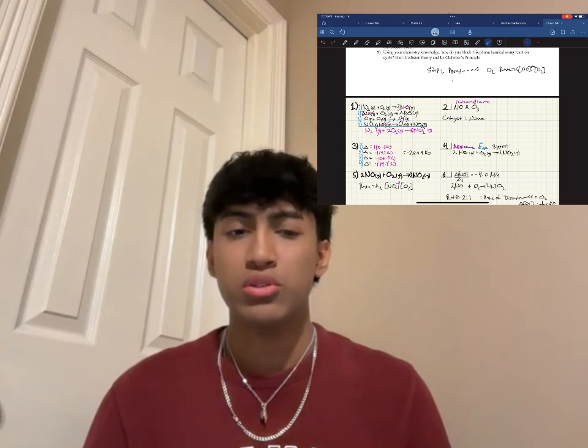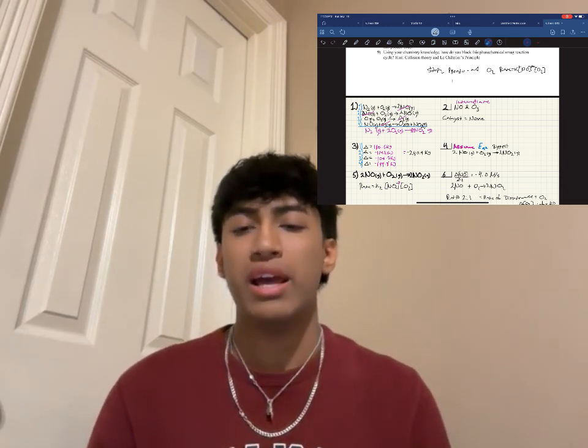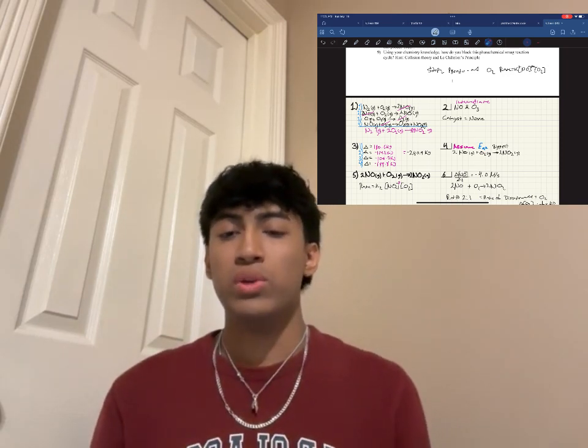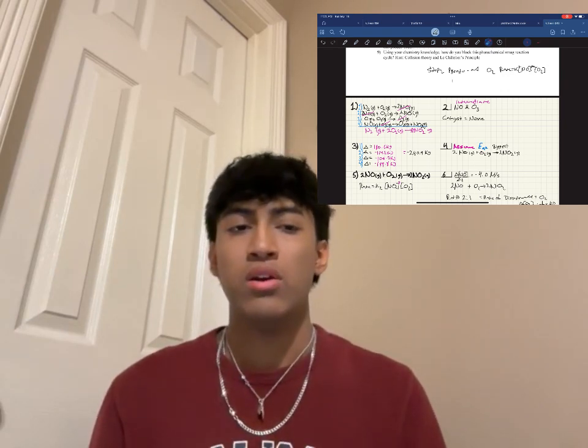So moving on to question 2, it's asking us to identify the intermediates and the catalyst, and this is easy. We got that in question 1, and we didn't get any catalyst, so we only got intermediates, and that would be NO and O3.